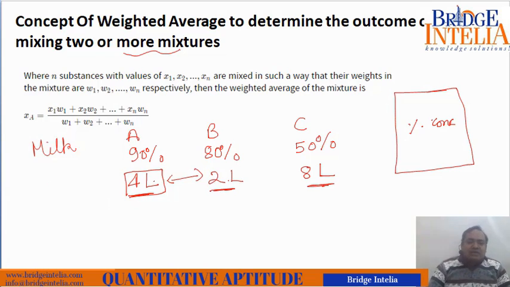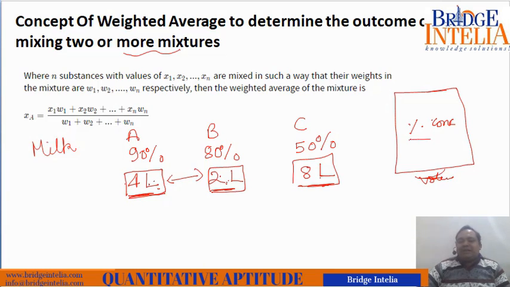As per the concept of weighted average, the real amount does not matter, but it is their ratio that matters. So first take the ratio of these numbers, the ratio of 4, 2 and 8, because we are not interested in finding the final volume. We have to find the final concentration. You can simplify 4, 2 and 8 to 2 is to 1 is to 4. So this is step 1.